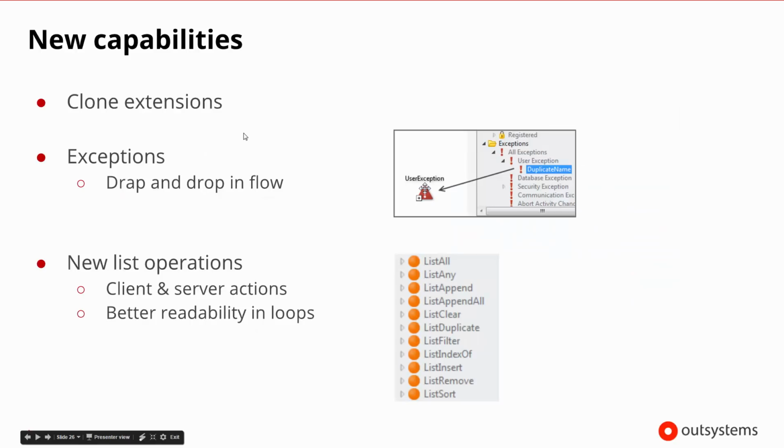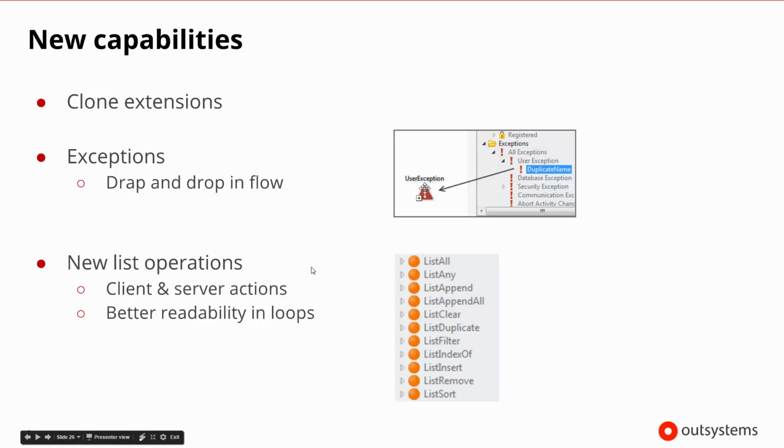Now, there are some brand new capabilities that have been added. Now you can clone an extension. You could always clone a regular module. Now you can clone an extension module as well. The exceptions have been upgraded so that when we go to the exceptions area, you can drag and drop an exception to a flow whenever you need to.